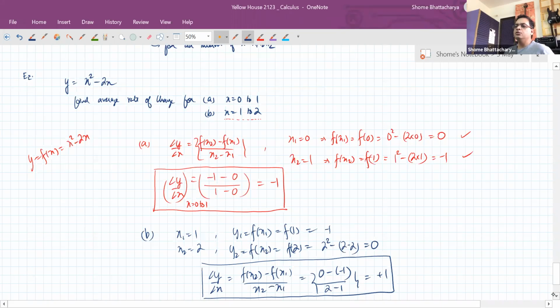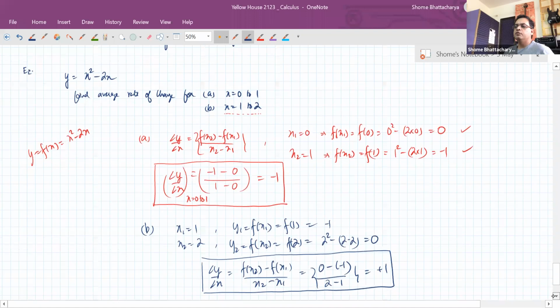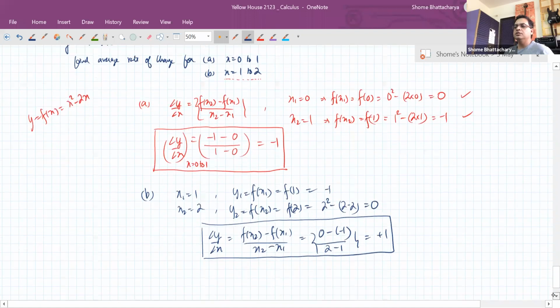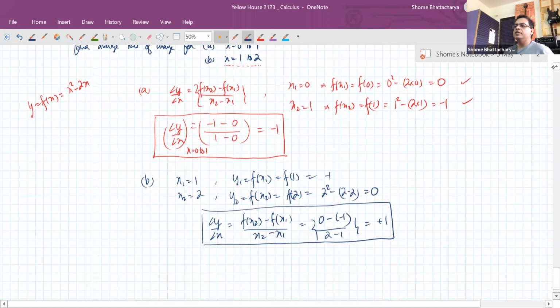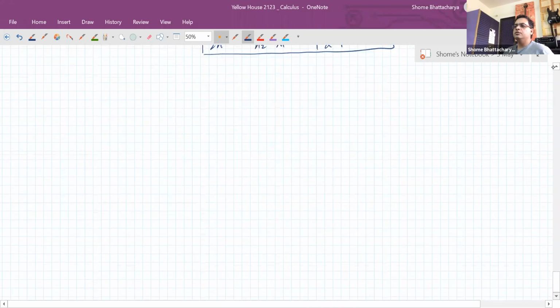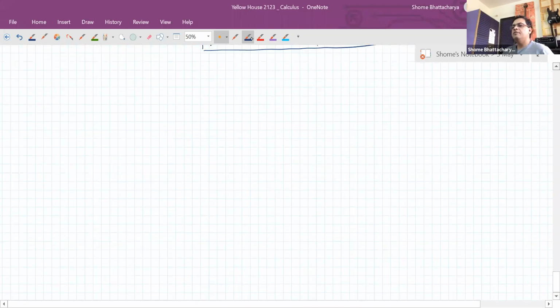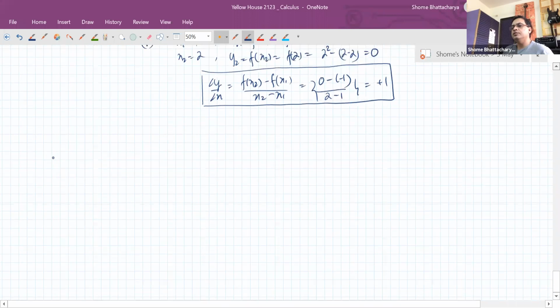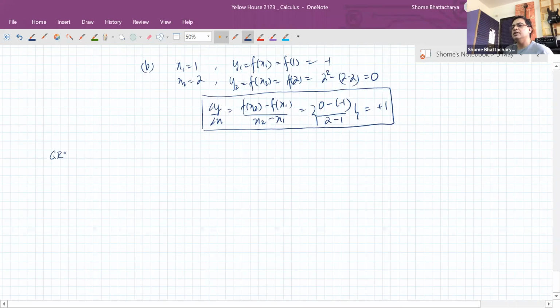Okay, now this whole result is going to make a lot of sense for us in just a moment when we look at the graphical interpretation of average rate of change. As you must have guessed, based on what we've done last time, the average rate of change in terms of graph is nothing but the slope of the secant line. Graphical representation. In fact, we will call this interpretation, graphical interpretation.